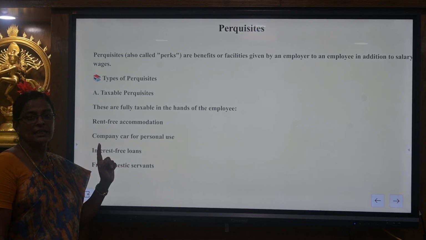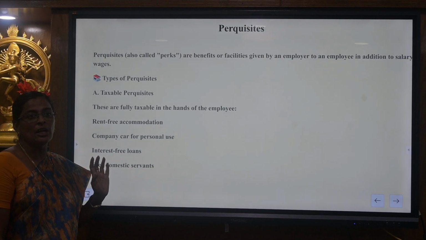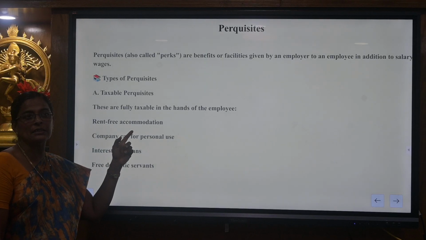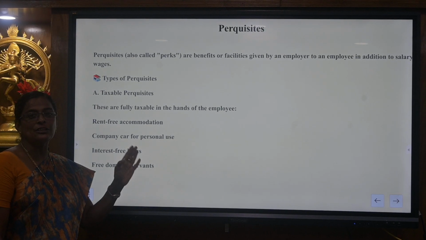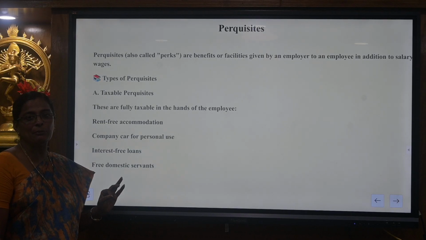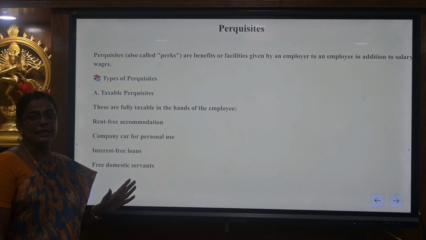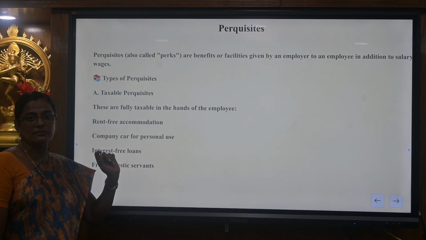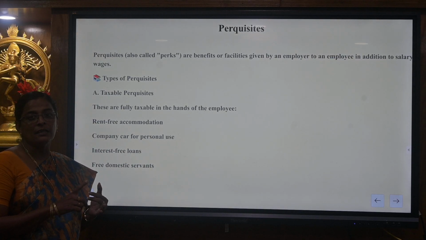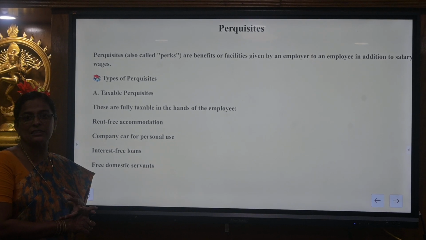The rent-free accommodation exemption depends only upon the population of the area. If the population is more than 40 lakhs, then the exemption is 10% of salary. If the population is 10 lakhs to 40 lakhs, the exemption will be 7.5% of salary. If the population is less than 10 lakhs, then they can claim 5% of salary as exempted. Under this, the salary includes salary and any allowances which have been received, other than for rent-free accommodation purposes, and should be taken into consideration to find out the percentage of exemption.